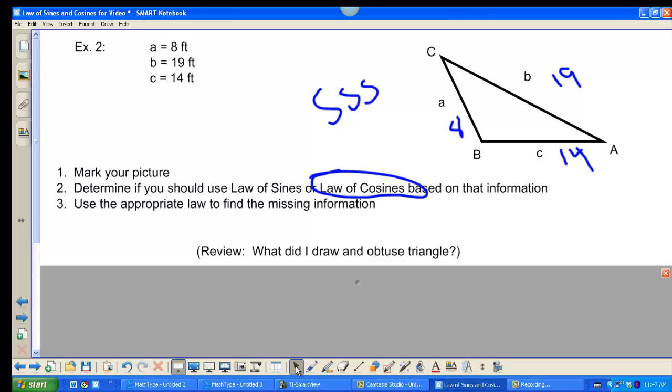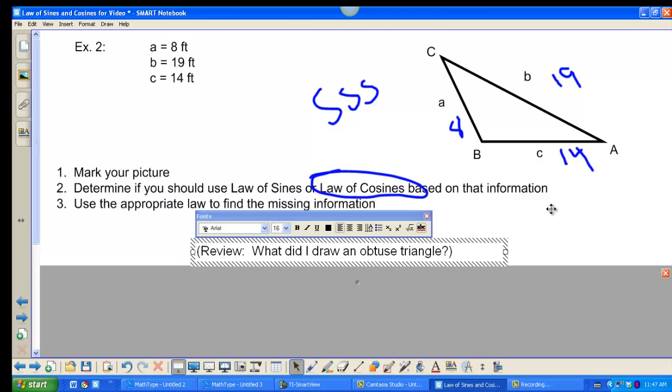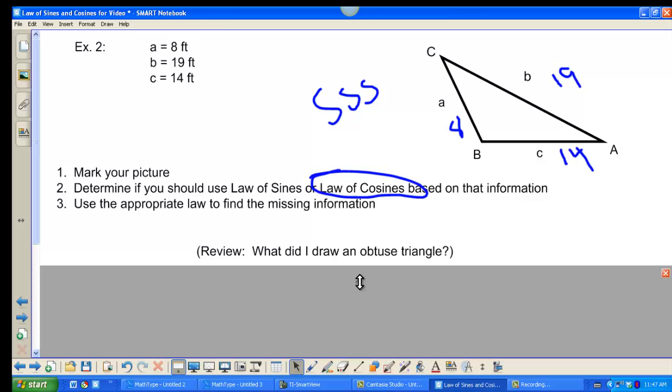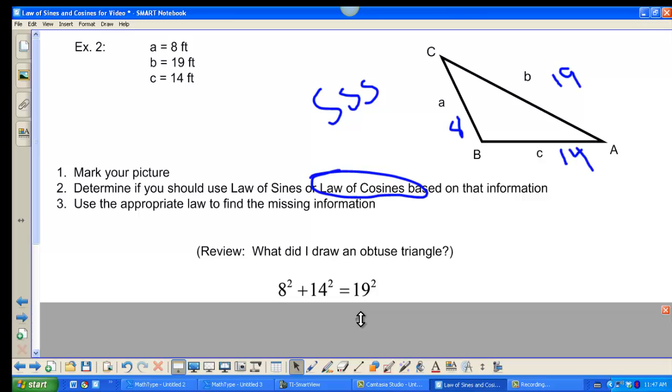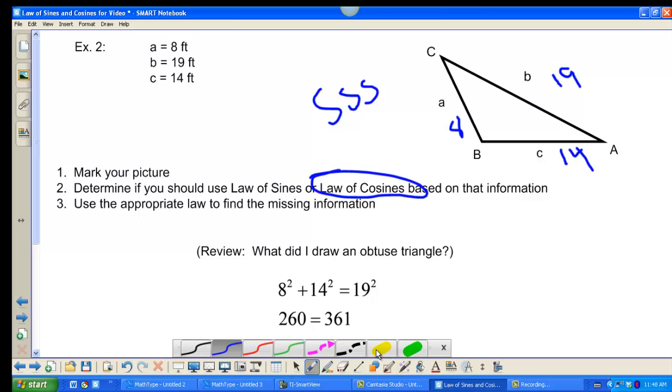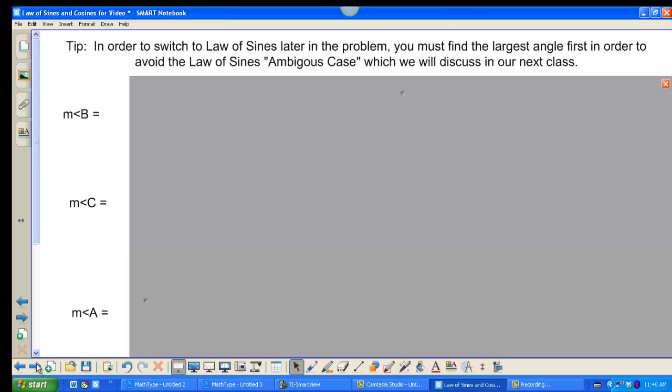If you're wondering, this is just kind of review. This is not really a part of the problem. But if you're wondering why I drew an obtuse triangle, well, if you remember from geometry, you had what was called the triangle inequality theorem. If I set this up like the Pythagorean theorem, 8 squared plus 14 squared is not 19 squared. Therefore, it's not right. But if I do the arithmetic, I notice that the quote unquote hypotenuse side is bigger, therefore it had to be an obtuse triangle. And so I know if I don't get an angle more than 90 degrees for angle B, then maybe I've done something wrong.